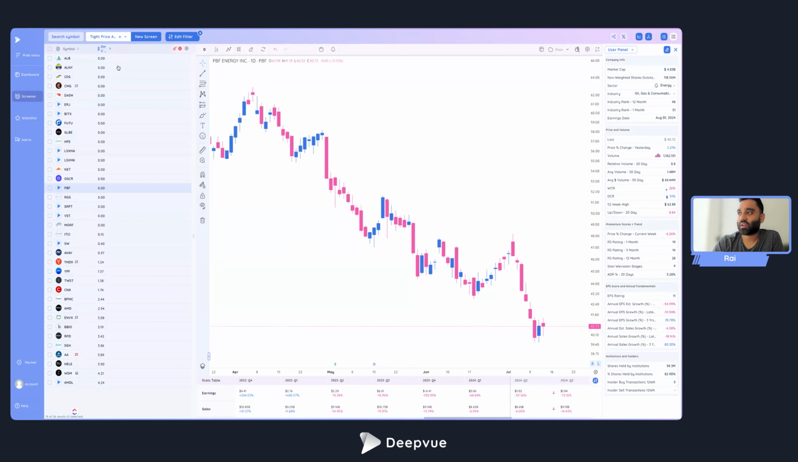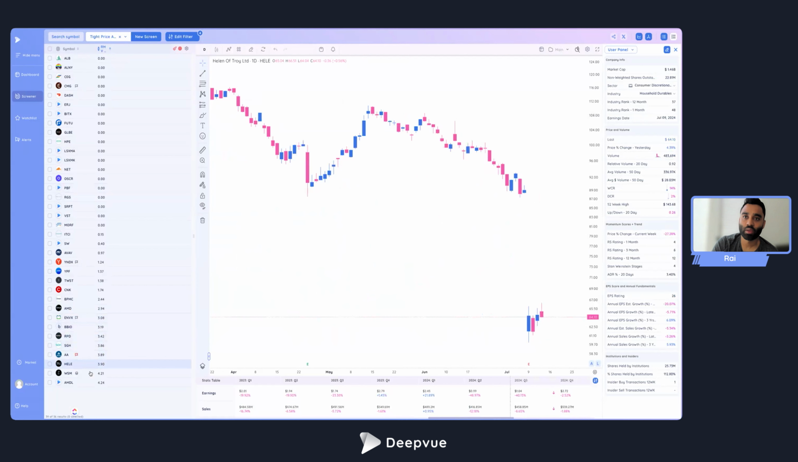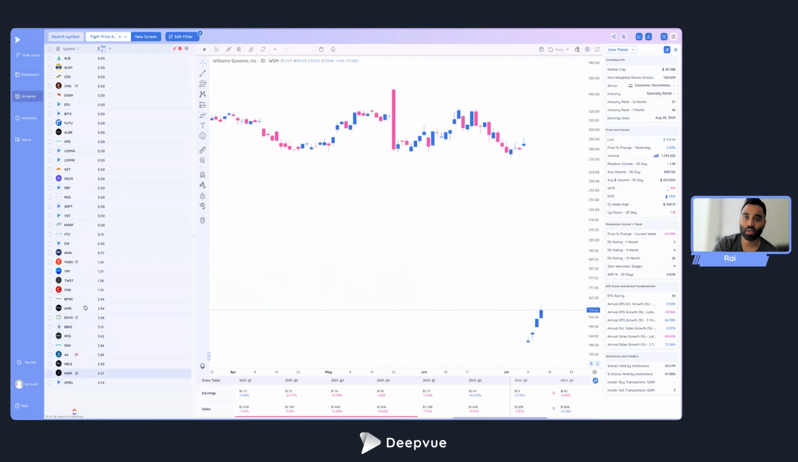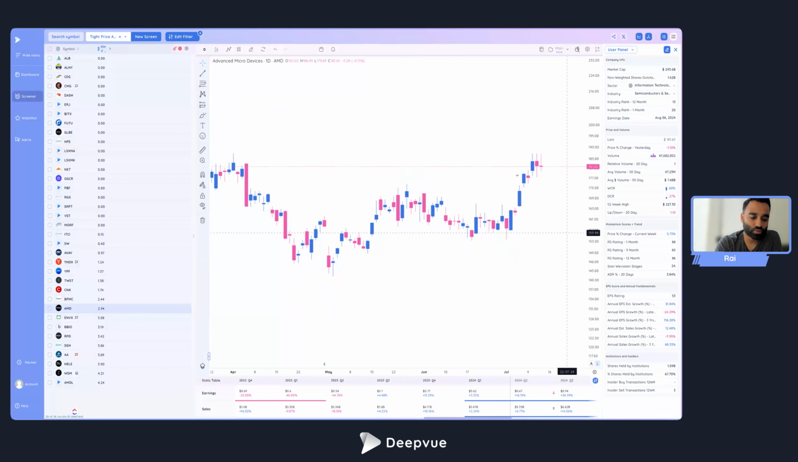Any of the criteria that you use to build a screener is also available in the screener table. So you could sort it by all of these different data points as well, and have that in your screener table and visualize on a per stock basis what that data looks like.